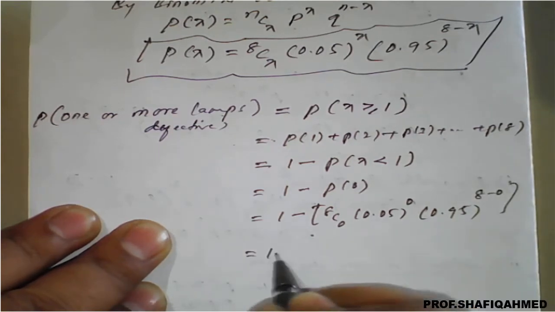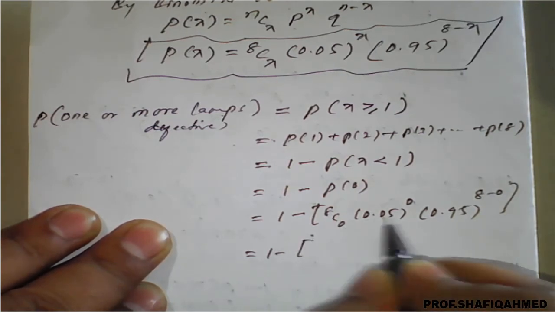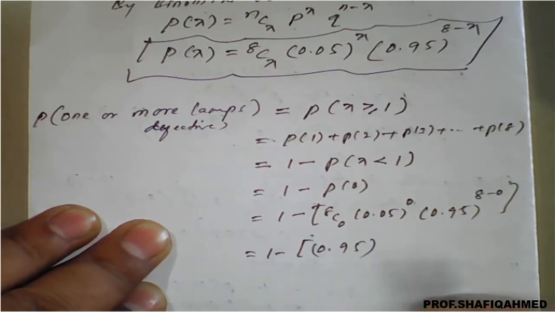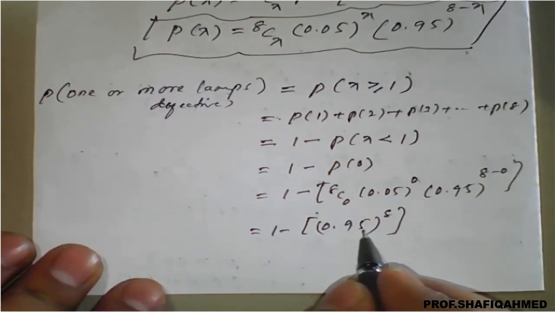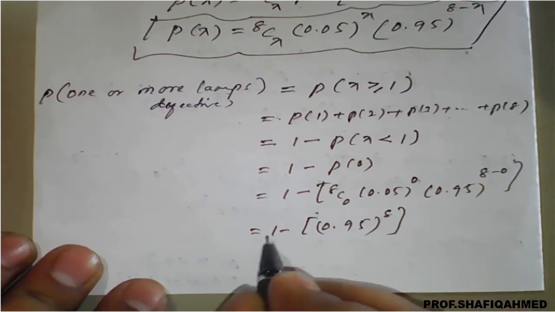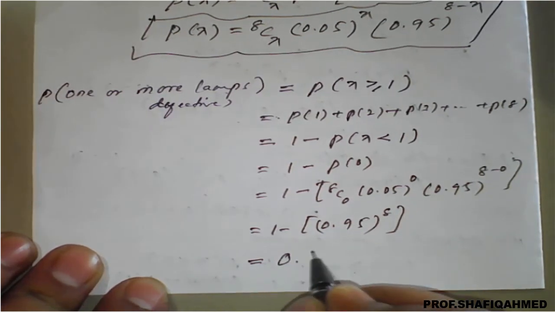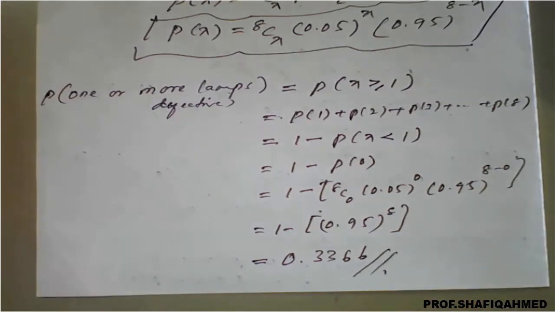So therefore it will be 1 minus 8C0, which is 1, leave it. 0.05 raised to 0 is also 1, leave it. 0.95 raised to 8 minus 0 is 8. So on simplification we will get 0.95 raised to 8, you calculate, then subtract 1 minus the result, and you will get the answer as 0.3366. Okay, so this is the required solution. So the required probability of one or more lamps being defective is 0.3366.